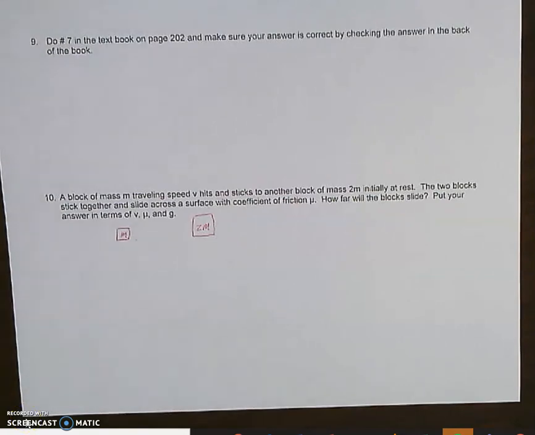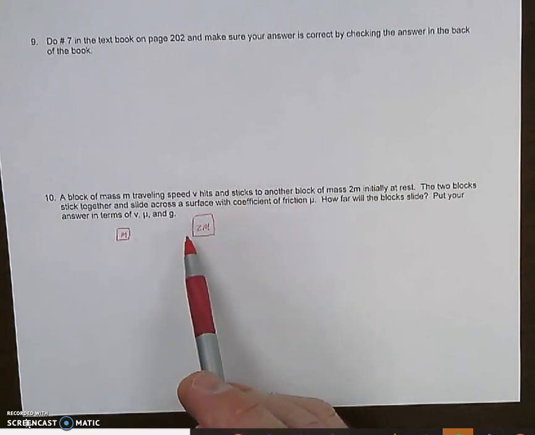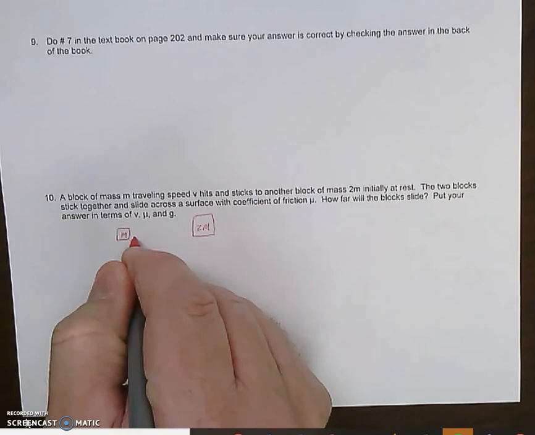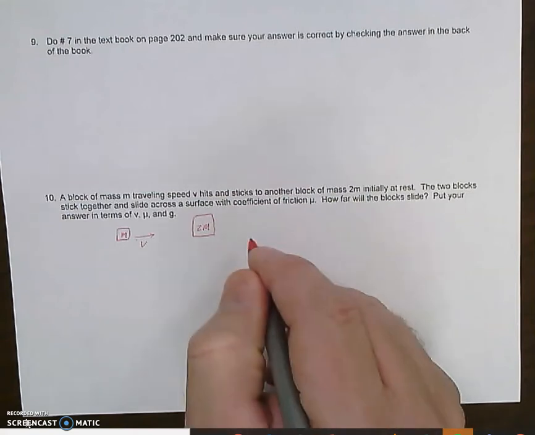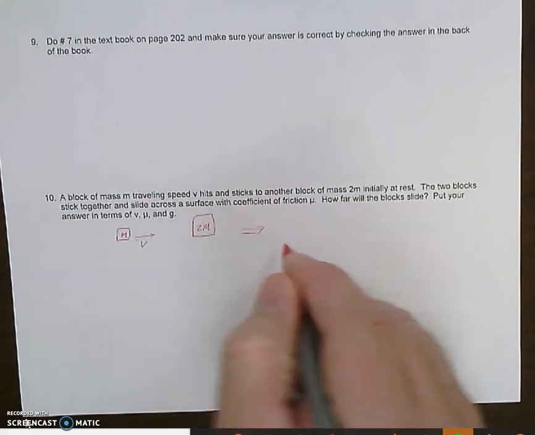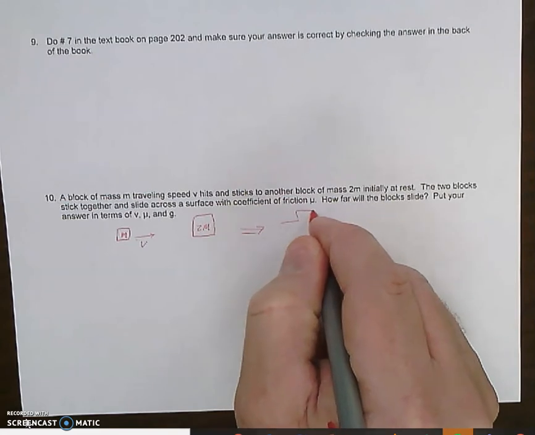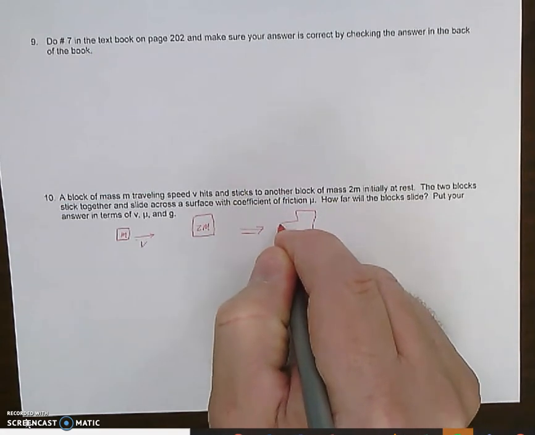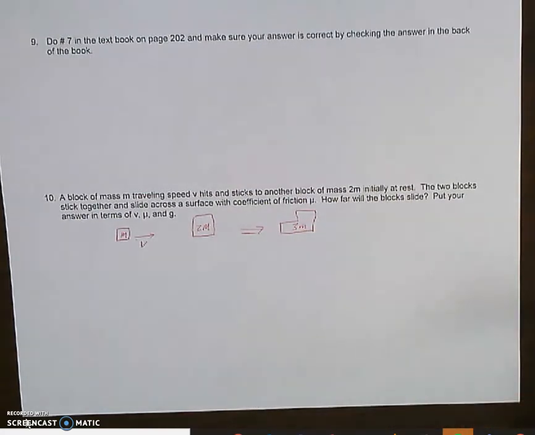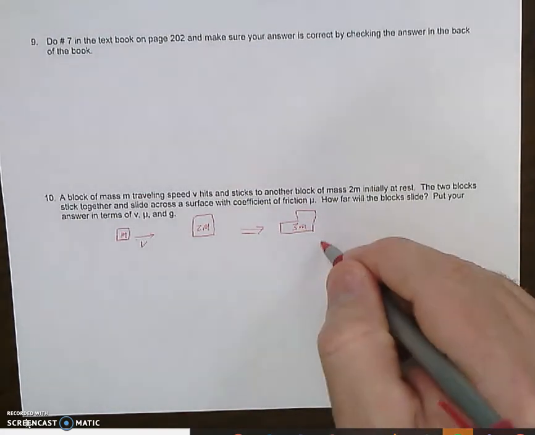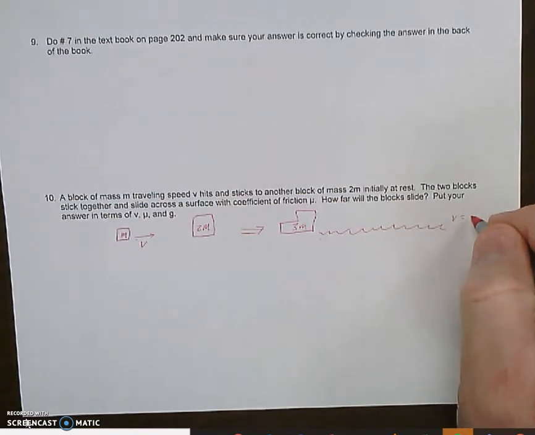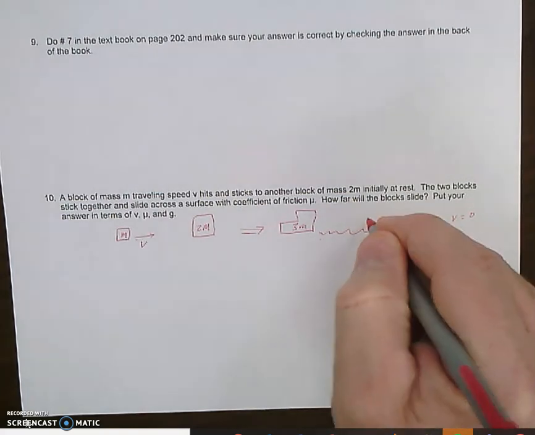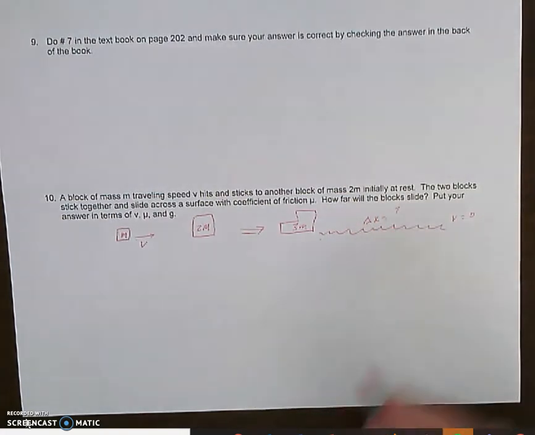Question 10 on our homework is a real good one. So we've got an object of mass m that collides with an object of mass 2m, traveling with some speed v. These two things combine into one object that then has a mass of 3m. This 3m object slides across the table until it reaches a speed of 0, and we want to know how far it goes.